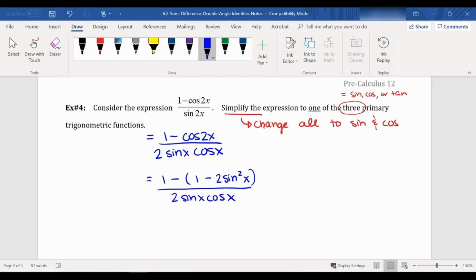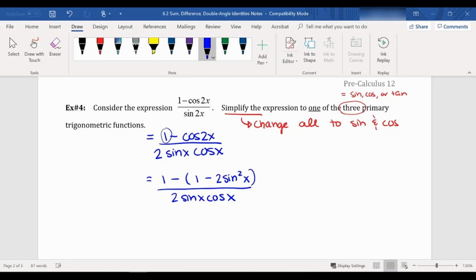And the reason I'm picking that is because I know that if things are going to cancel out from the top and the bottom, that 1 on the top here is a problem. We need to get rid of that. We need that to go away. And how can I make that go away if I'm subtracting cosine 2x?